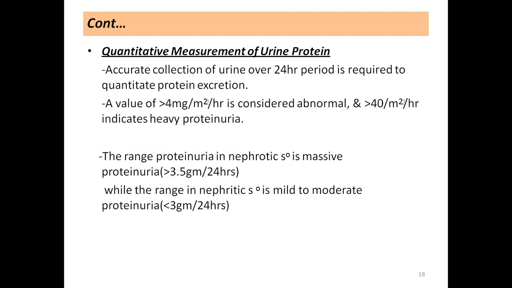So that is all about the protein. Quantitative measure of urine protein: accurate collection of urine over a 24-hour period is required to quantitate protein excretion. A value of more than 4 milligram per meter square per hour is considered abnormal, and anything more than 40 is indicative of heavy proteinuria. Proteinuria in nephrotic syndrome is massive, more than 3.5 grams per 24 hours, while the range in nephritic syndrome is mild to moderate proteinuria, less than 3 grams per 24 hours.